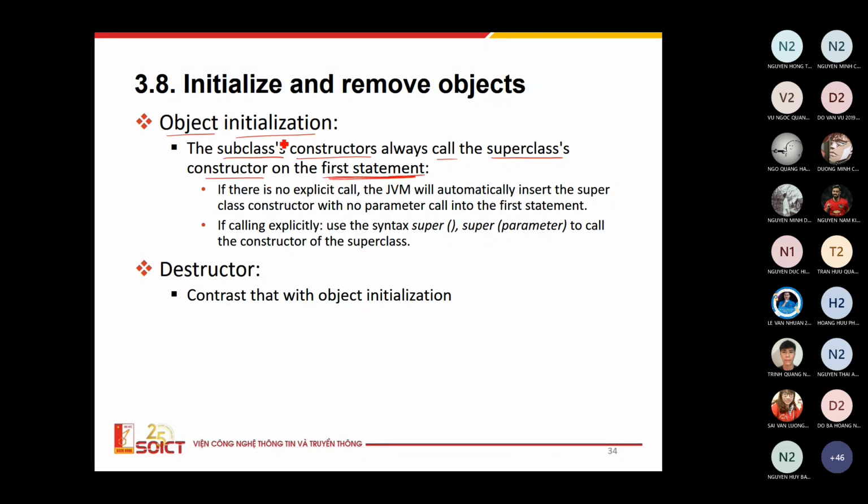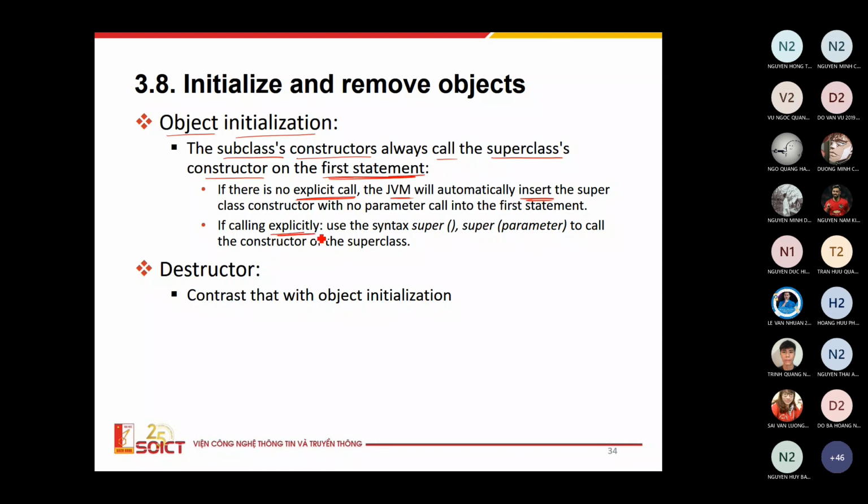Tức là khi tạo ra một đối tượng của lớp con thì phương thức khởi tạo của lớp con sẽ luôn luôn gọi phương thức khởi tạo của lớp cha ở câu lệnh đầu tiên. Đấy. Nếu chúng ta không có một lời gọi tường minh thì JVM sẽ tự động insert lời gọi đấy vào thành lời gọi đầu tiên cho các bạn. Mặc dù các bạn không nhìn thấy nhưng nó sẽ tự động insert lời gọi đấy vào.